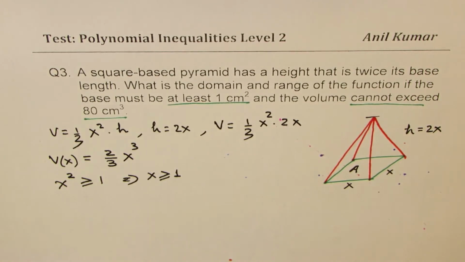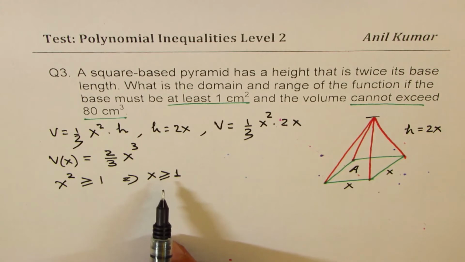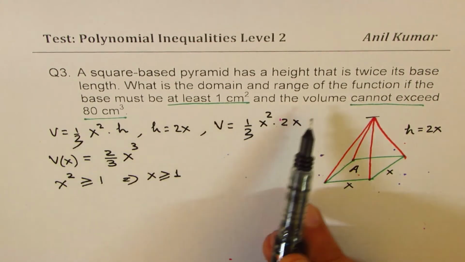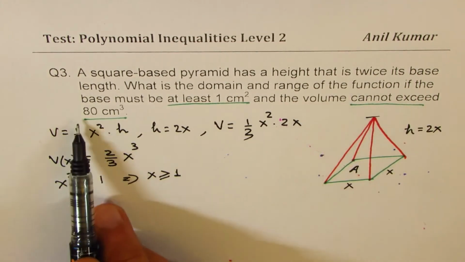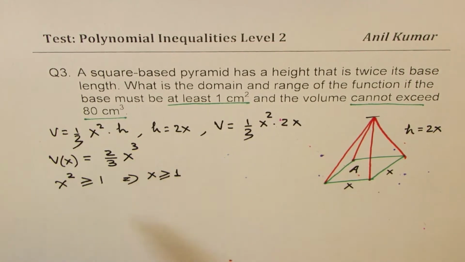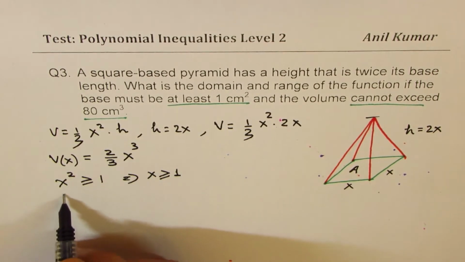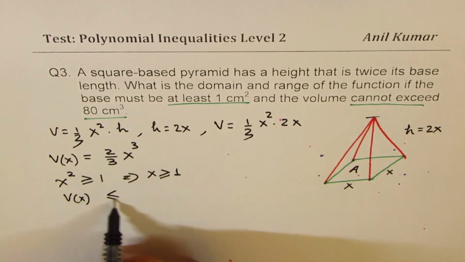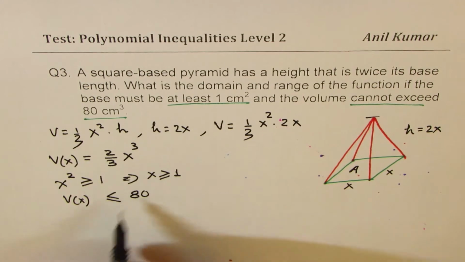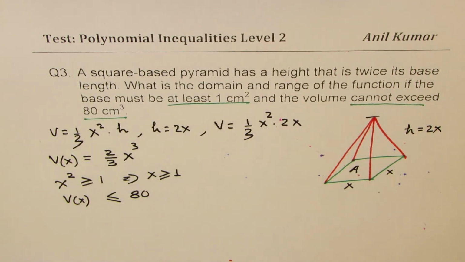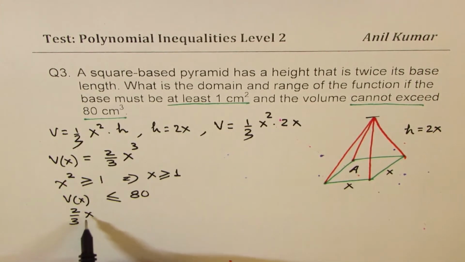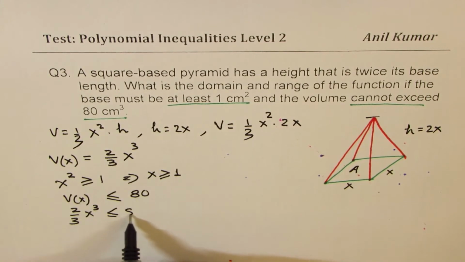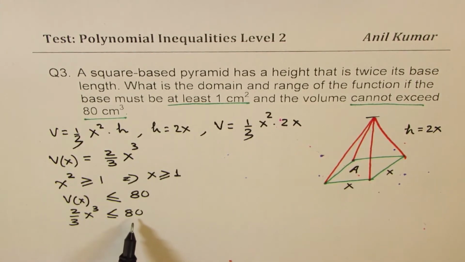Now how do you get the maximum value? To get the maximum value for x, we are given the volume. It says the volume cannot exceed 80 centimeters cubed. That means the volume expression is less than or equal to 80. So that gives you the maximum portion. Do you get an idea? That is to say that 2/3 x cubed is less than or equal to 80. So you have to solve this inequality.